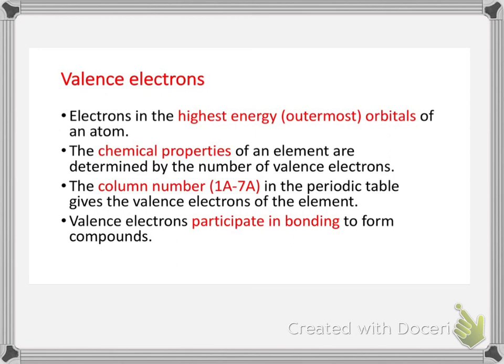For the main group, or what we call the representative elements, everything with an A, the number in front of the A tells you how many valence electrons there are. So the periodic table can help us out a lot there. Once we start doing electron configurations, I will be more specific and we will really look into valence electrons. For right now, just keep in mind that valence electrons are the electrons in the highest energy level in that particular atom.